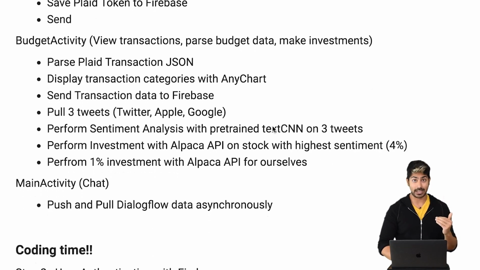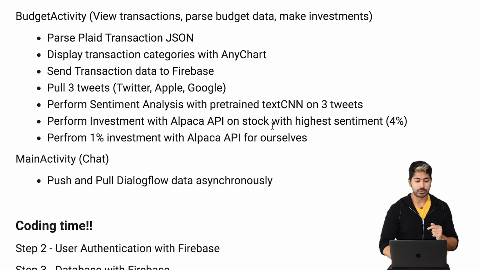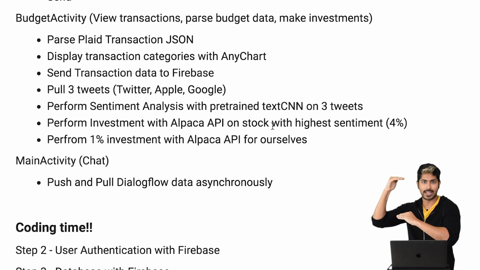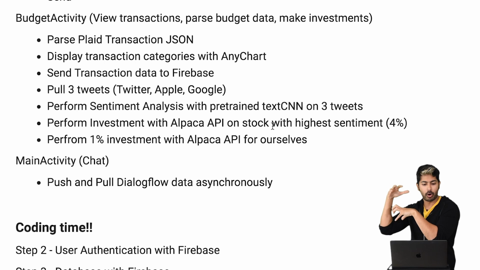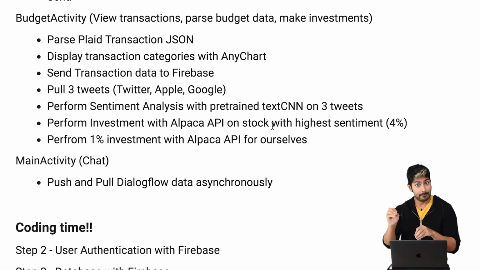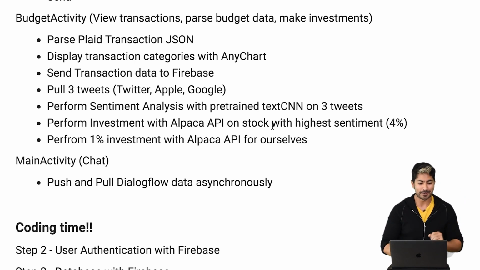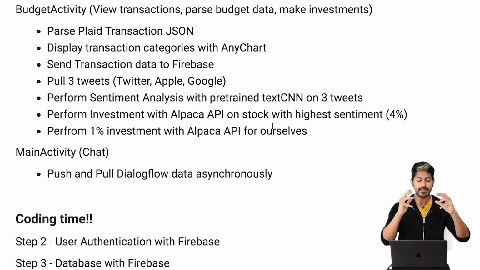And in the next activity, we're going to recall that visualization pie chart. We're going to take that Plaid transaction JSON data. We're going to parse it with some JSON parser. We're going to display it for the user to see as a pie chart because it's got those categories embedded for each of those transactions for the past month, the past 30 days. And then we're going to send that transaction data to Firebase to store that.